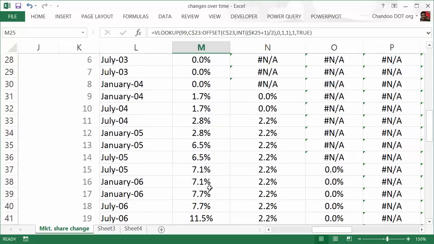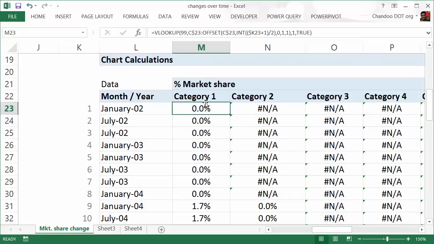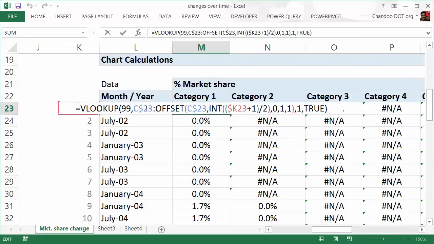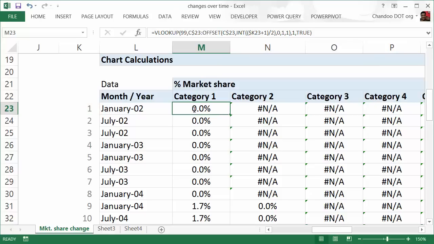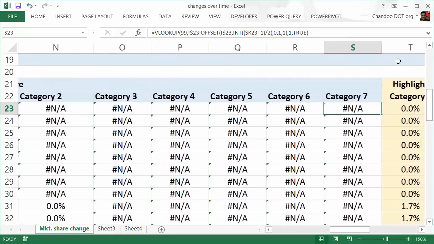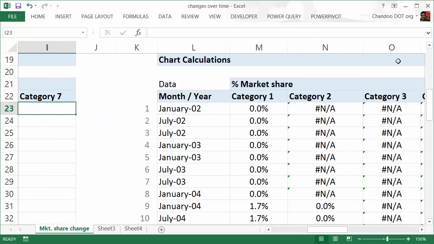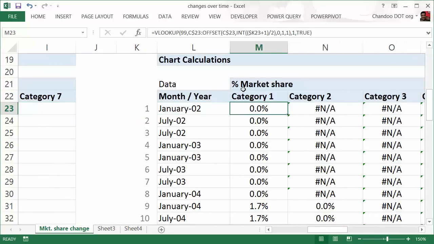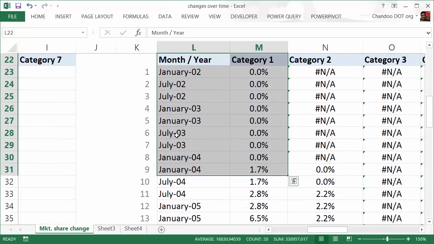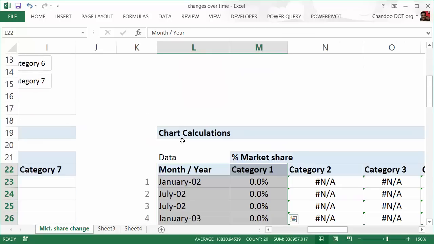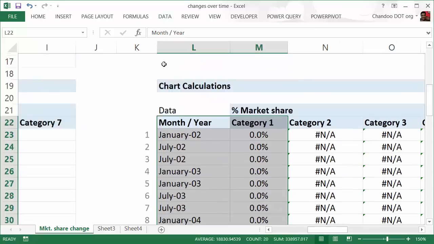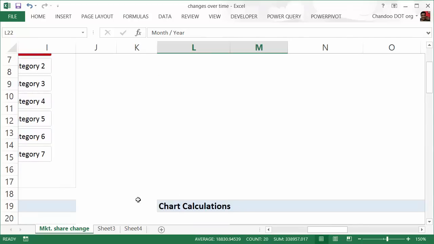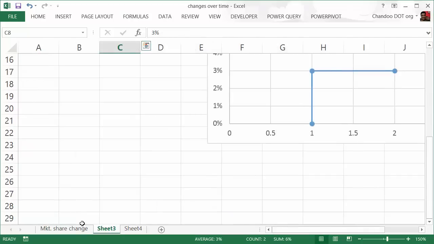So we get these values for category 1, because these references are always anchored to row number 23, but the column is dynamic, that is, it is relative. When I drag this formula sideways, it will give me the corresponding values for category 2, 3, 4, 5 and 7. Right, once we have this data, you could select both of them and create a line chart or a scatter plot line chart that will create that kind of a stepwise illusion as shown here.